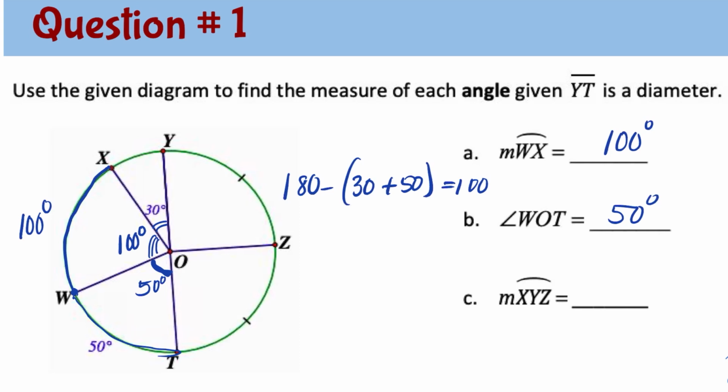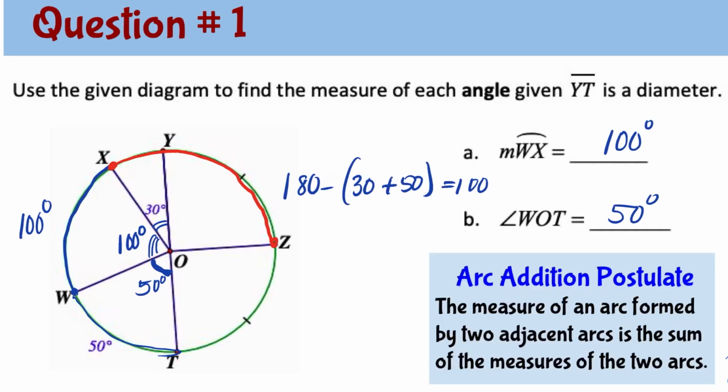Find the measurement of arc XYZ. Arc XYZ is connecting point X, passing through Y all the way to the Z. So here, using the arc addition postulate, we need to find the measurement of arc XY and then add it to the measurement of YZ. Now, these small tick marks here mean that the two arcs are congruent. So this means that 180 degrees is split up between the two arcs. So this is 90 degrees and also 90 degrees.